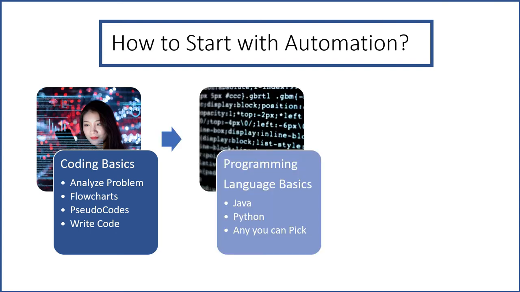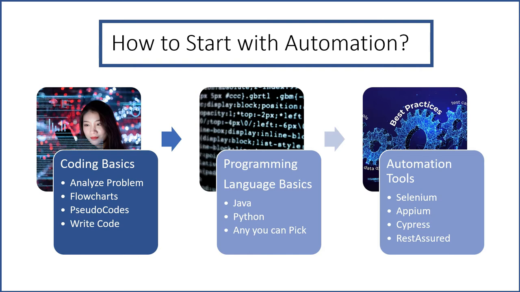The next part will be programming language basics. In my course I will be selecting Java, but you can go for any other language, Python, JavaScript, or if you want to learn Golang you can do that. But I suggest you first finish the coding basics course, then go to any programming language basics. Then what will be the third part? You can pick the automation tool. This is how you become an automation tester.